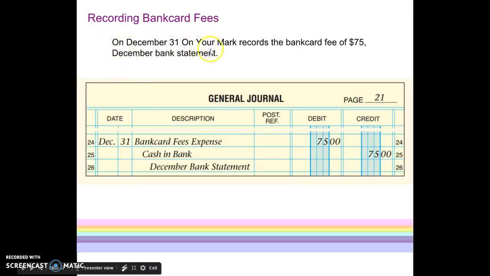So on December 31st, On Your Mark records the bank card fee of $75 that showed up on our December bank statement. We have to record this as a debit to bank card fees expense for $75 and a credit to cash and bank for $75. Now for this transaction, there was no check written. We were notified of this happening on our bank statement. Therefore, the December bank statement becomes the source document.